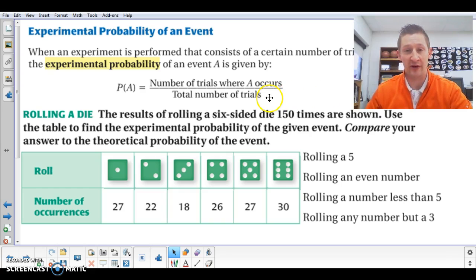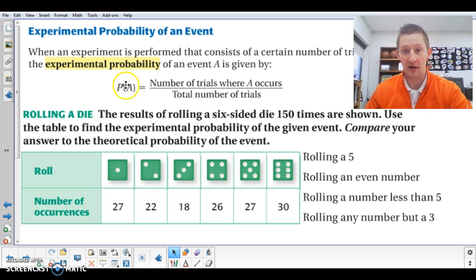But if you were to flip a coin 10 times, it doesn't guarantee that you're going to get 5 heads and 5 tails, okay? So if we were to actually do an experiment, actually flip a coin or actually roll a die or actually pull cards out of a deck or whatever it might be, and then keep track of our results, that would be using experimental probability.